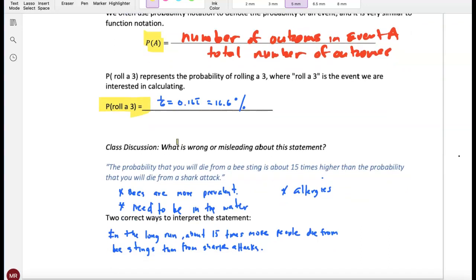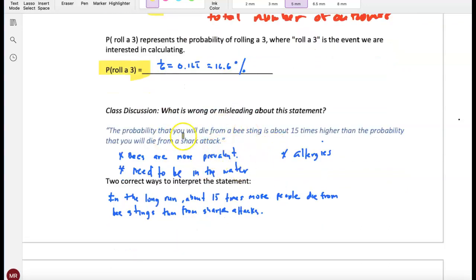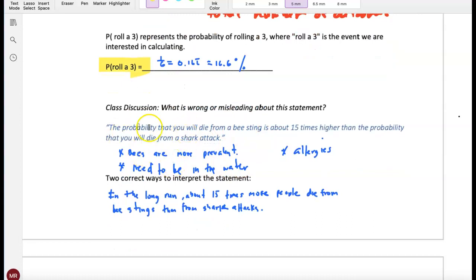Now, if we were in class, we would have a short class discussion around some of the language, because sometimes probability statements in the world can be misleading. The probability that you will die from a bee sting is 15 times higher than the probability that you will die from a shark. We know sharks are maybe more deadly, they're scarier, but a bee sting kills.